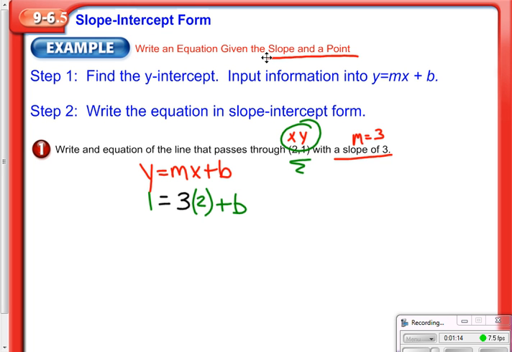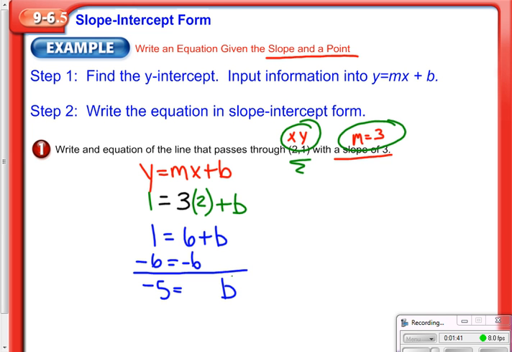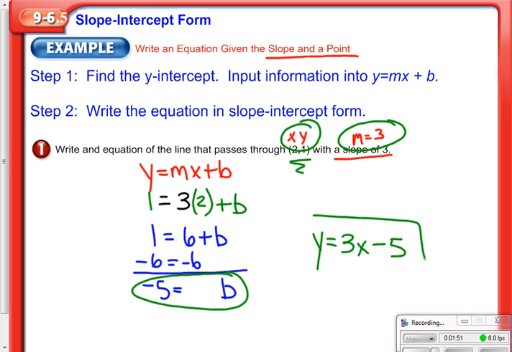So in this problem, as you can see, we are solving for b. We get 1 equals 3 times 2 is 6 plus b. Solve for b. We're going to subtract 6 from both sides, and we get negative 5 equals b. Not finished here. The second step is to write the equation in slope-intercept form. So we now know the slope is 3 and the intercept is negative 5. So your equation in slope-intercept form is y equals 3x minus 5, your b value.